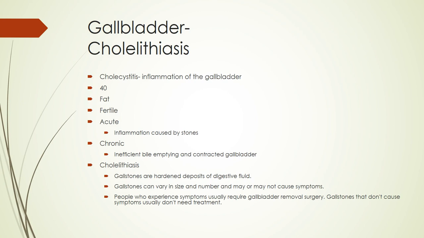So anyways, there are two different types of cholelithiasis, which is acute or chronic. With acute, the inflammation is caused by the stones, and with chronic, it's an inefficient bile emptying and contraction by the gallbladder itself. So with acute, it's stones. You've got a lot of them, and they're trying to be passed, and it does cause the pain and the inflammation. With chronic, the gallbladder itself is not able to excrete the bile, and that's what's causing the pain.